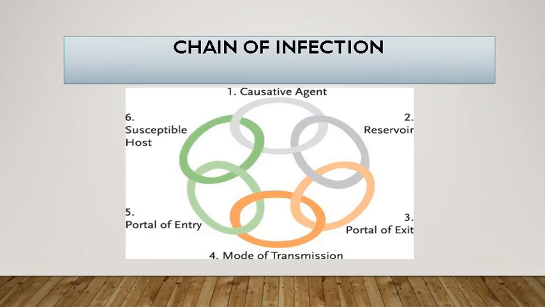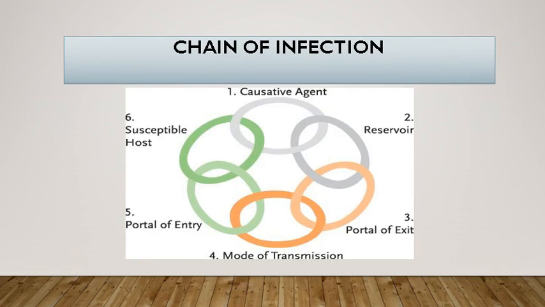Infection has 6 different components that allow it to successfully spread from one host to the other, the chain of infection. If we are able to break one of these links, the infection will not be successful in causing a sickness. Infection starts as a causative agent, such as bacteria or a virus.